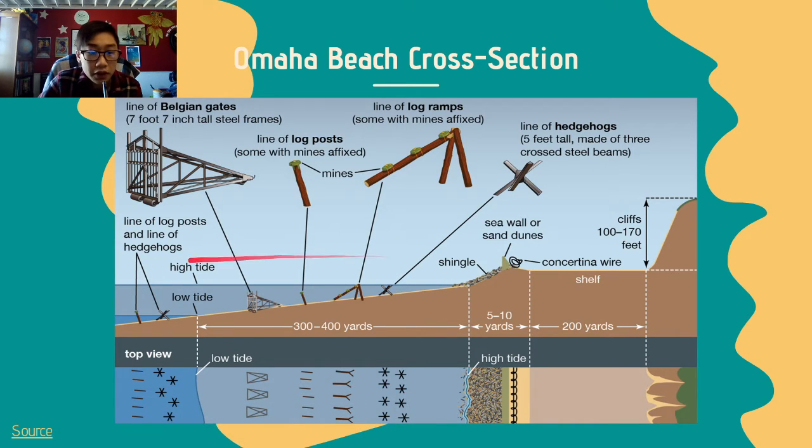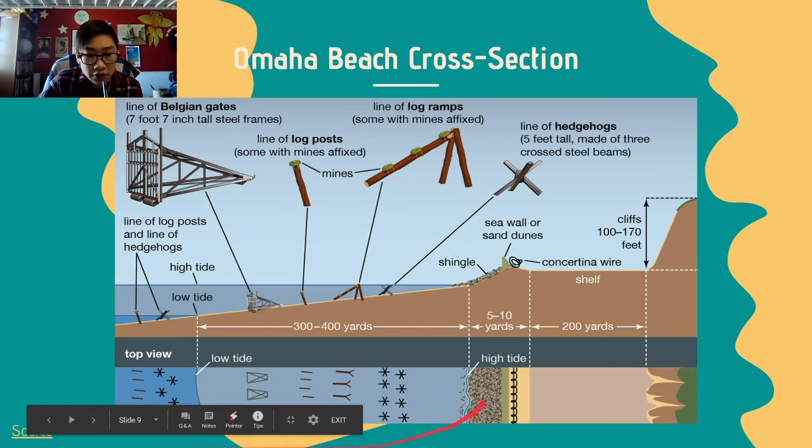However, if you had the tide up, then as you can see from here, you'll be able to skip all of this with a water landing and go straight up to the shingles. That is a cover of 300 to 400 yards.